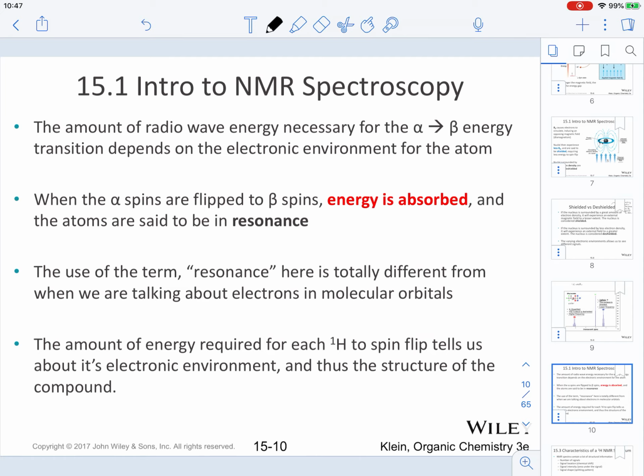Now, lastly, understand that the amount of energy required for each proton, so you will hear me calling this a proton often in these videos, for its spin to flip actually tells us about the electronic environment in which it's at. And that is the basis of how, in this chapter, we observe the structural information for a particular compound.